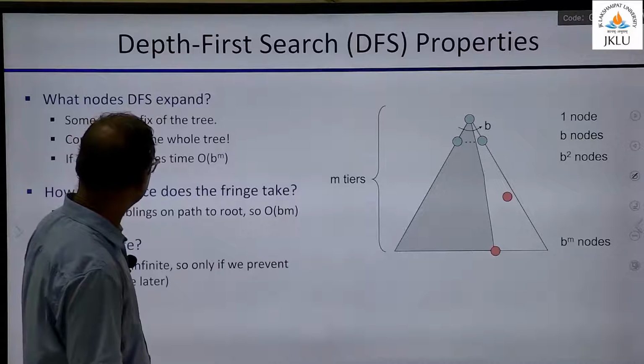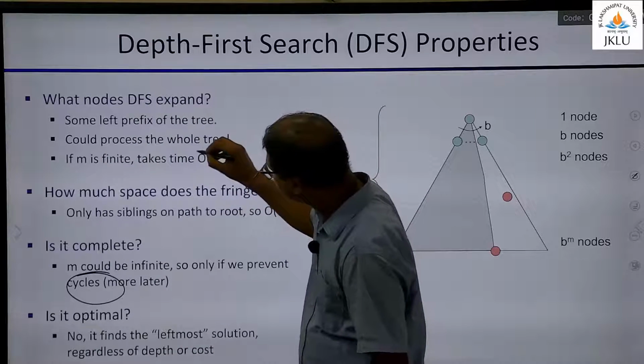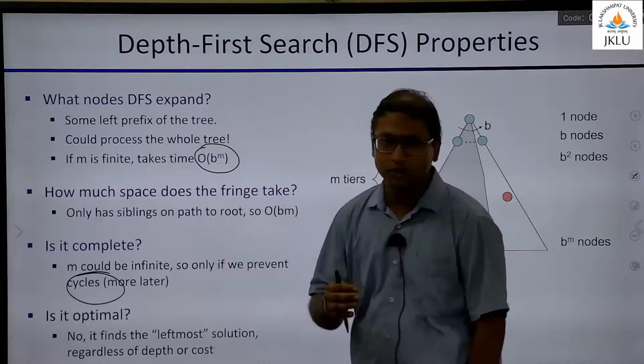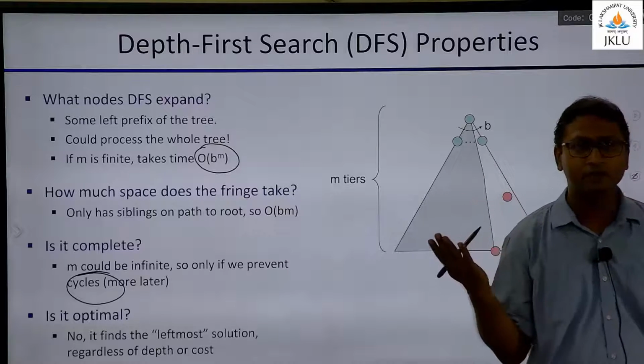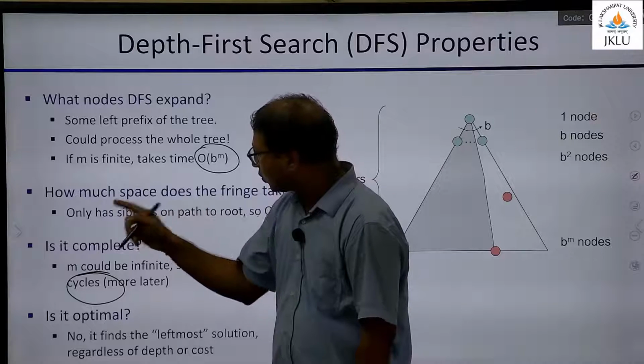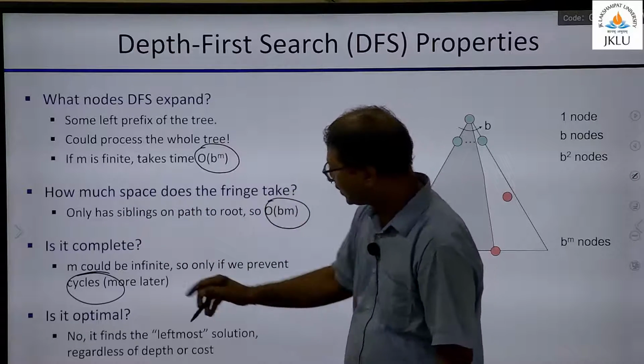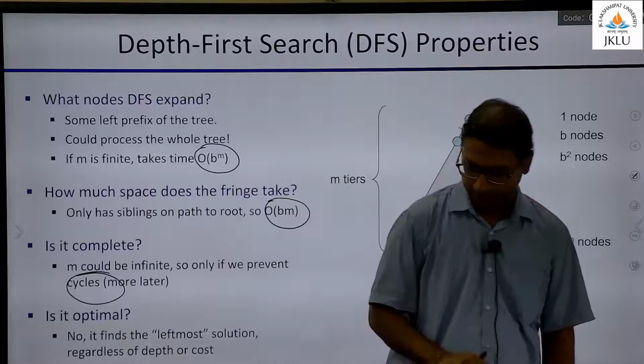So we had seen that the time complexity is order b to the m. It is actually order b to the m plus 1, but b to the m is already very high. Only has siblings on paths, so this is also we had seen, and we had talked about these two things as well.